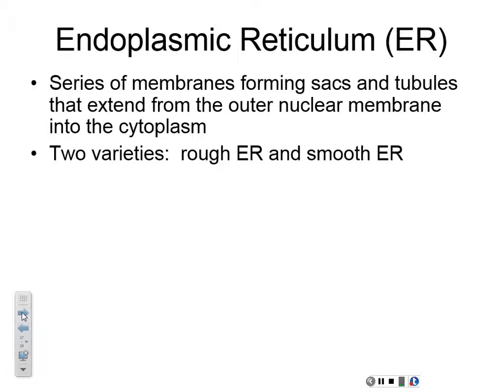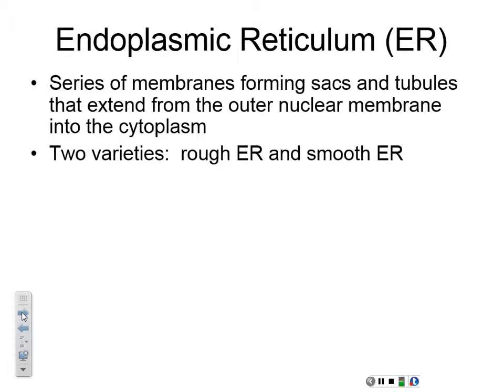Protein synthesis. Okay. There's two types, right, of the endoplasmic reticulum. The one that's rough, which is studded with ribosomes, and is for protein synthesis, and then the one that's smooth. The one that's smooth is for lipid synthesis and carbohydrate synthesis.